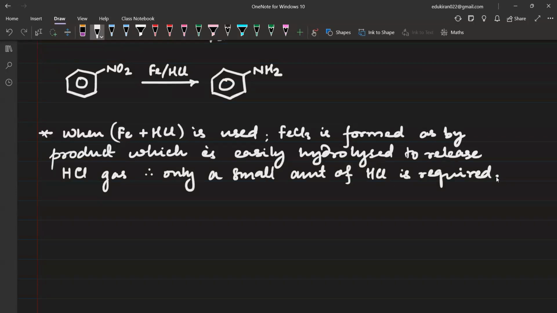Okay, so you start with a small amount of HCl, then as a byproduct FeCl3 is formed. Now all this reaction is happening inside water. So FeCl3 is easily hydrolyzed to form HCl once again, and the same HCl is used again. Then again it will form FeCl3, hydrolyze, and give you HCl. So in the starting, we need a very small amount of the HCl.